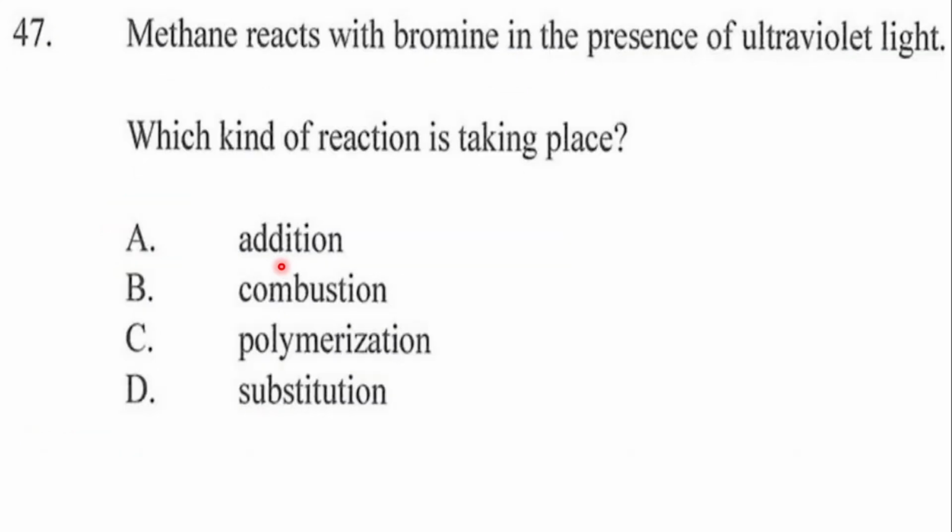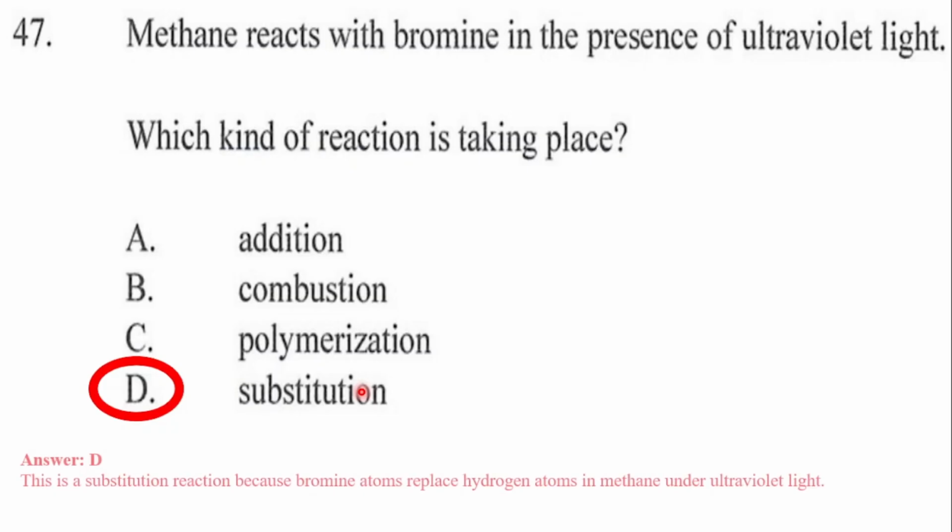Let's move on to question number 47, and it says methane reacts with bromine in the presence of ultraviolet light. Which kind of reaction is taking place? Is it addition reaction, combustion reaction, polymerization, or substitution reaction? Well, the correct answer is definitely going to be a substitution reaction. And why is it substitution? It's a substitution reaction because bromine atoms replace or substitute hydrogen atoms in methane under ultraviolet light. So the correct answer is definitely going to be D, substitution.